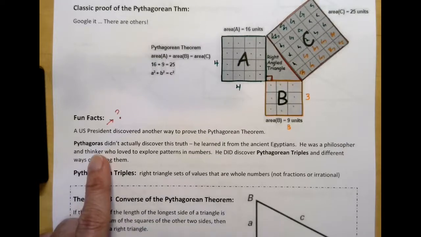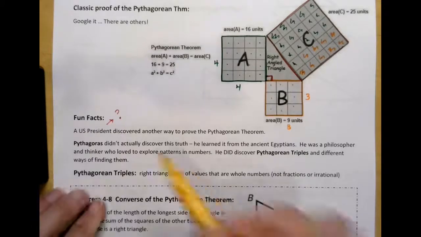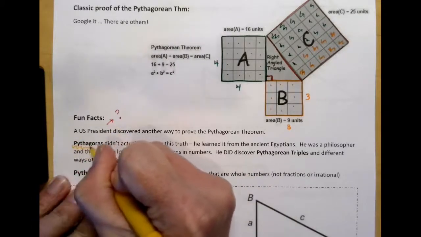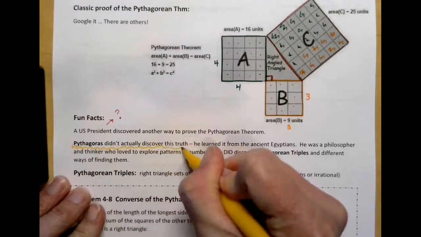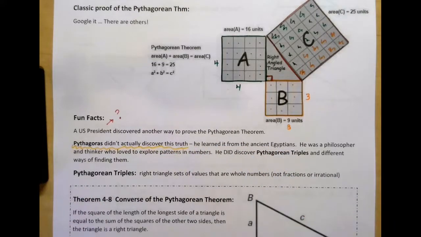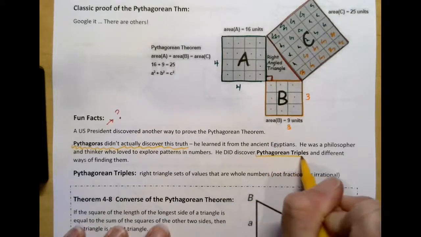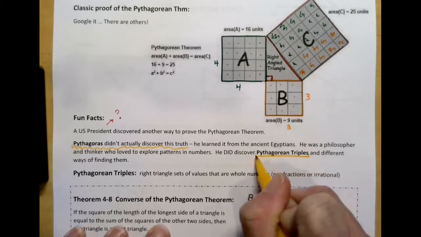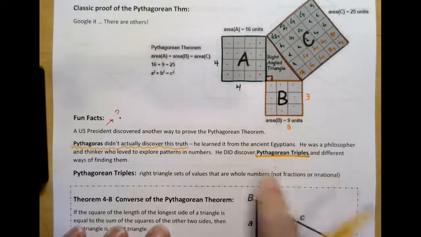Here's something I bet you didn't know, and this is crazy, continuing our theory of plagiarism. Pythagoras didn't actually discover this truth. He learned it from the ancient Egyptians. Pythagoras was a philosopher and a thinker. He liked to explore patterns. What he did figure out is the Pythagorean triples, and we're going to dive into that a little bit later.